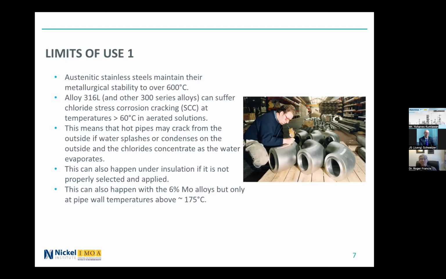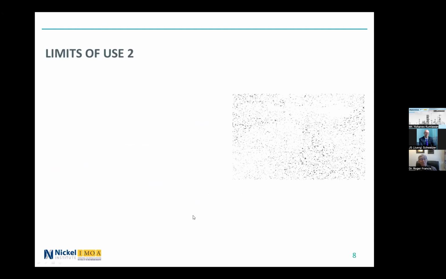Now, you can also get this effect with the 6-molybdenum alloys, but only at pipe wall temperatures of above about 175 centigrade. So for a lot of applications, external SCC of 6% molybdenum alloys is not an issue.